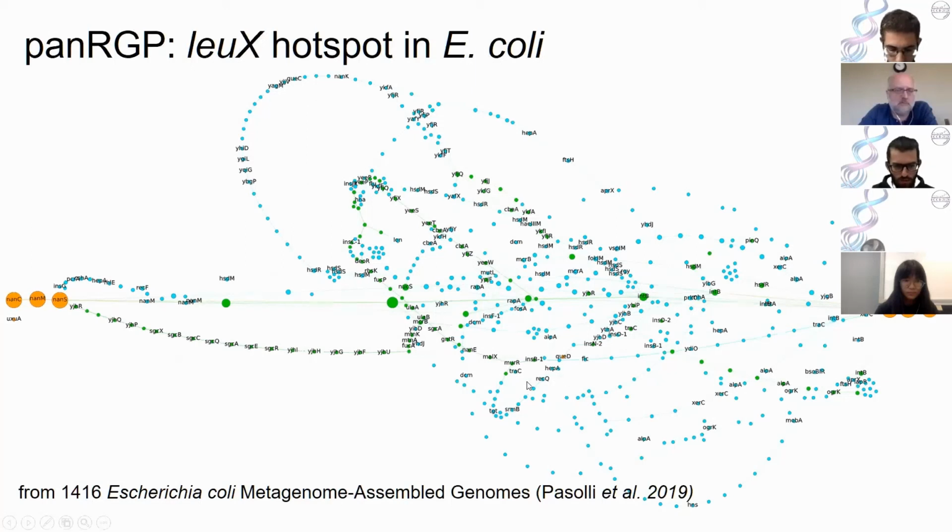We built a pangenome from 1,400 E. coli metagenome assembled genomes from a recent publication and looked for the hotspot using the flanking persistent genes. The hotspot is represented here as a pangenome graph, where you can see in orange the flanking genes and the multiple paths that are the multiple genomic islands that are in the hotspot.